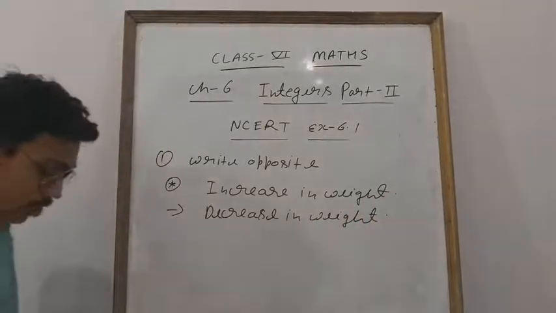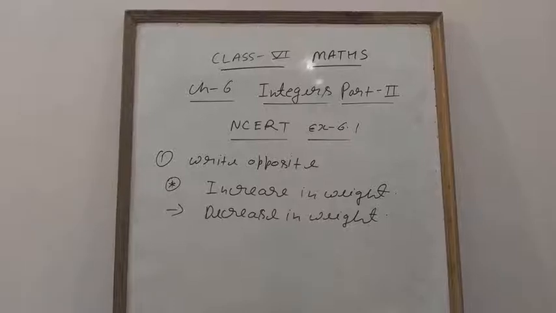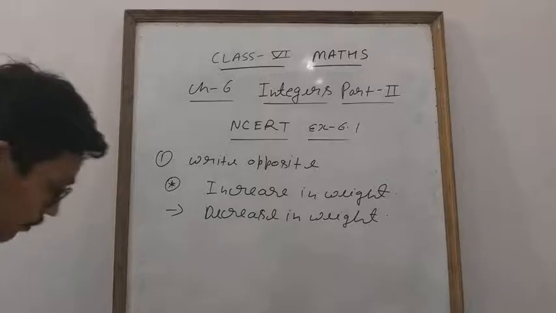Second is given 30 km north. Now you will find out what is the opposite of north. Direction you know everyone, very well. Okay, now move to the next question.